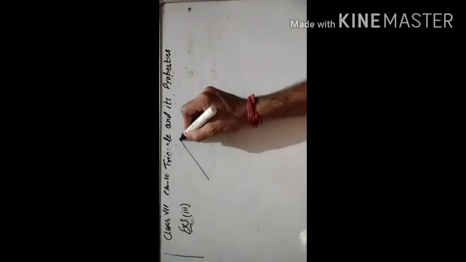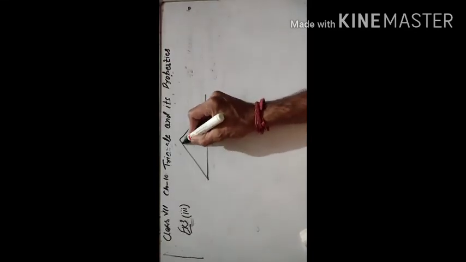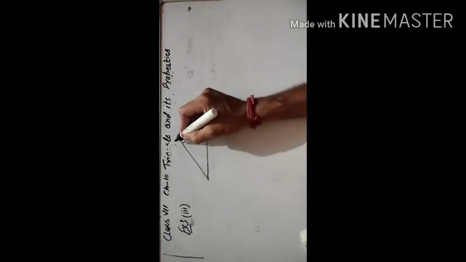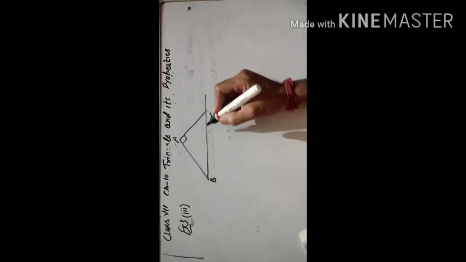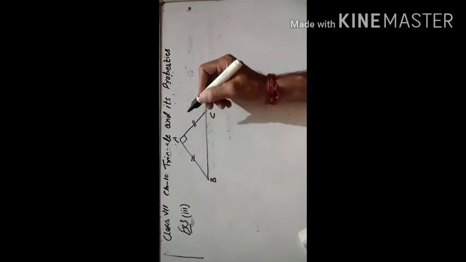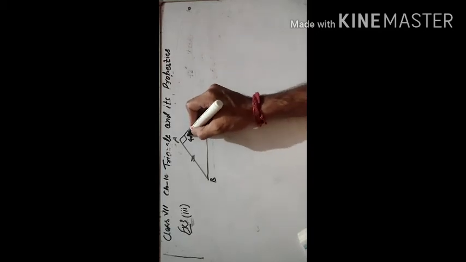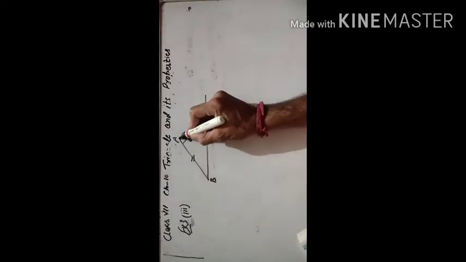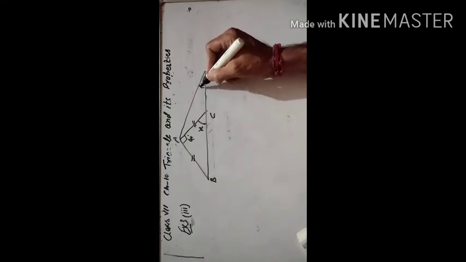Third part: a triangle is given. It is a right angle here, that is, angle BAC is 90 degrees. These two sides are given equal, and this is x. Another triangle is there, here it is y, and these three sides are equal.